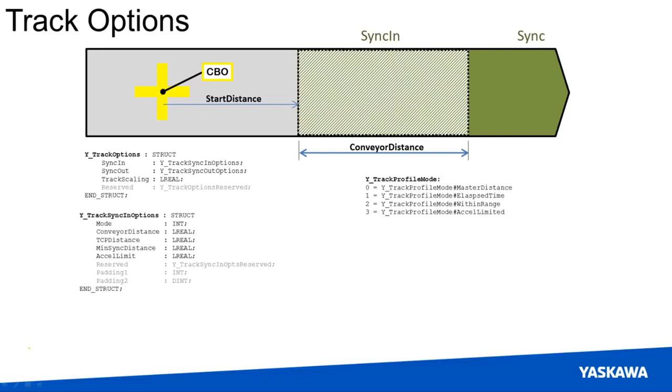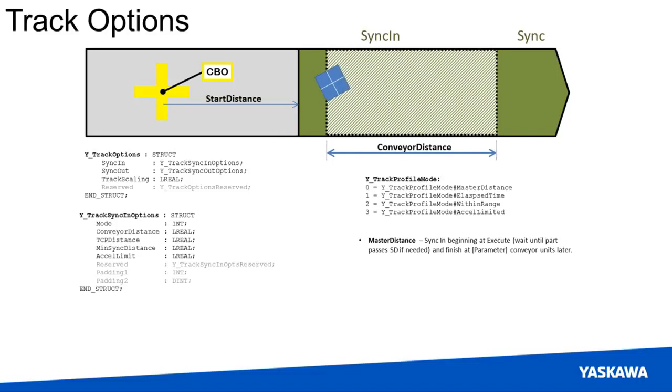The two that are supported are the master distance and the within range. If we choose master distance, then that means the synchronization will begin at execute. Of course, we'll wait till the part passes the start distance. SD in this case stands for start distance. And it will finish at conveyor distance later. So if my part is already in the synchronization zone when I execute this MC track conveyor belt, essentially what I've done is I've shifted my sync in zone. It's going to be the same distance every time, but it may start later.